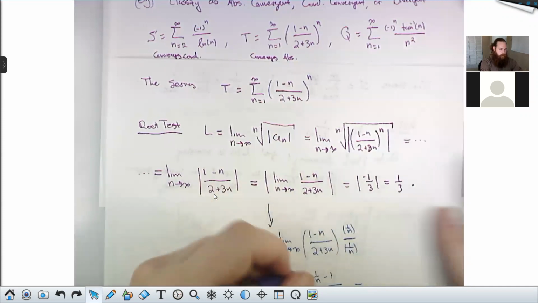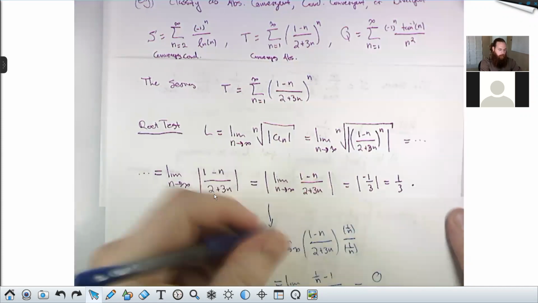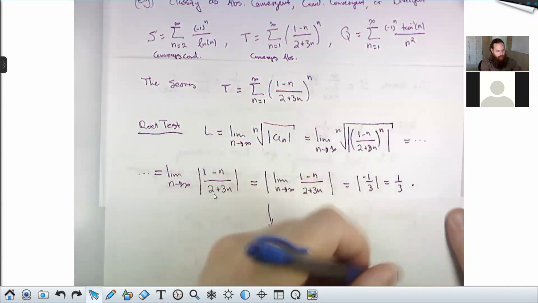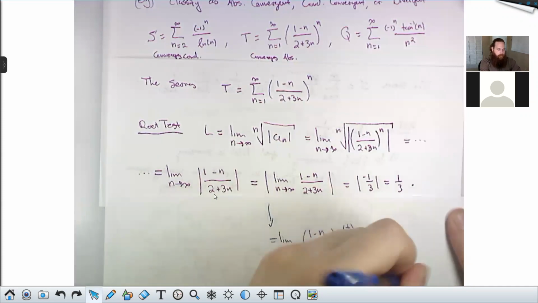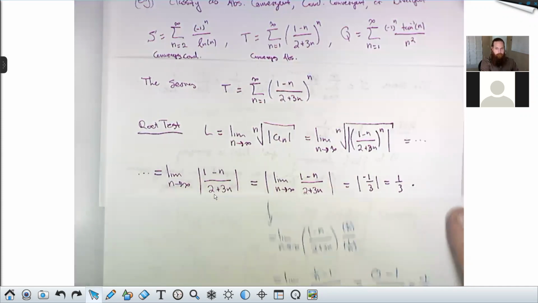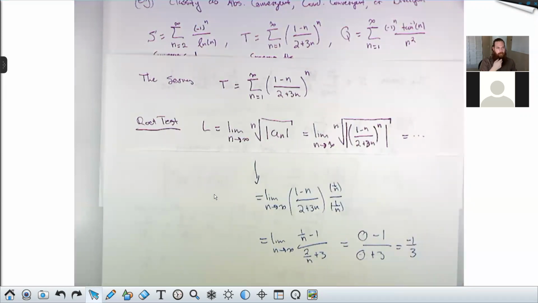Now as n goes to infinity, 1 over n goes to 0. So my top is 0 minus 1. And downstairs, 2 over n goes to 0, so I get 0 plus 3. That's negative 1 over 3. Oh, like that.